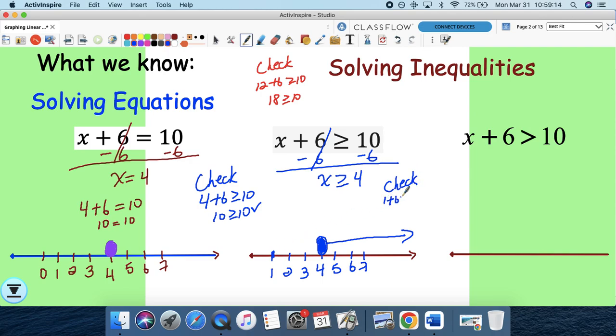1 plus 6, greater or equal to 10. 1 plus 6 is 7, and you can tell that 7 is not greater or equal to 10. So 1 does not work. So this value doesn't work.